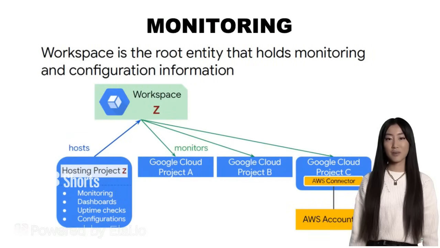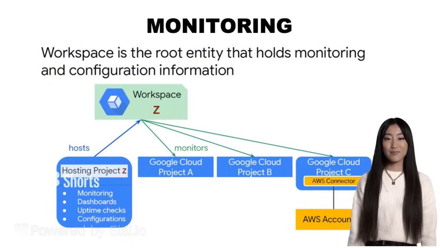A workspace is the root entity that contains the monitoring and configuration information in Stackdriver monitoring. Each workspace can have 1 to 100 monitored projects, including 1 or more Google Cloud projects and any number of AWS accounts. You can have as many workspaces as you want, but Google Cloud projects and AWS accounts can't be monitored from more than one workspace.